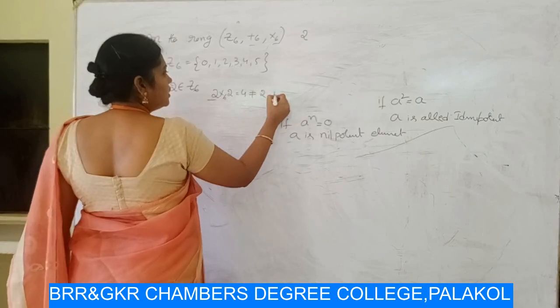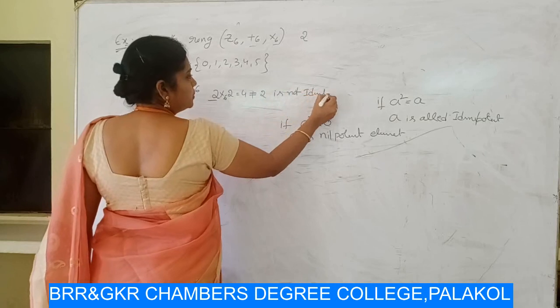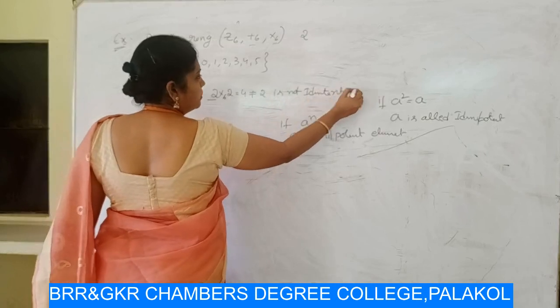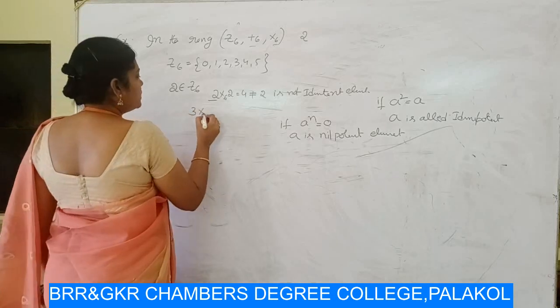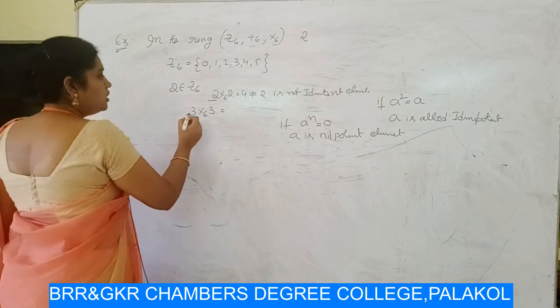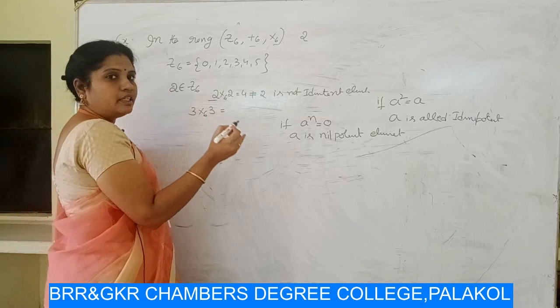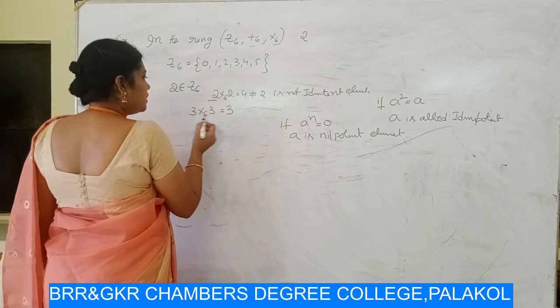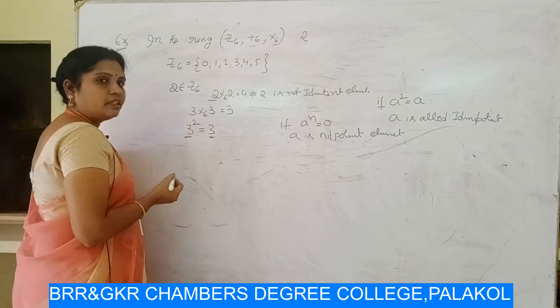So 2 is not an idempotent element. But 3, multiplication modulo 6, 3: 3 into 3 is 9. 9 divided by 6, we get remainder 3. Here 3 square is equal to 3. Again we get the element 3.